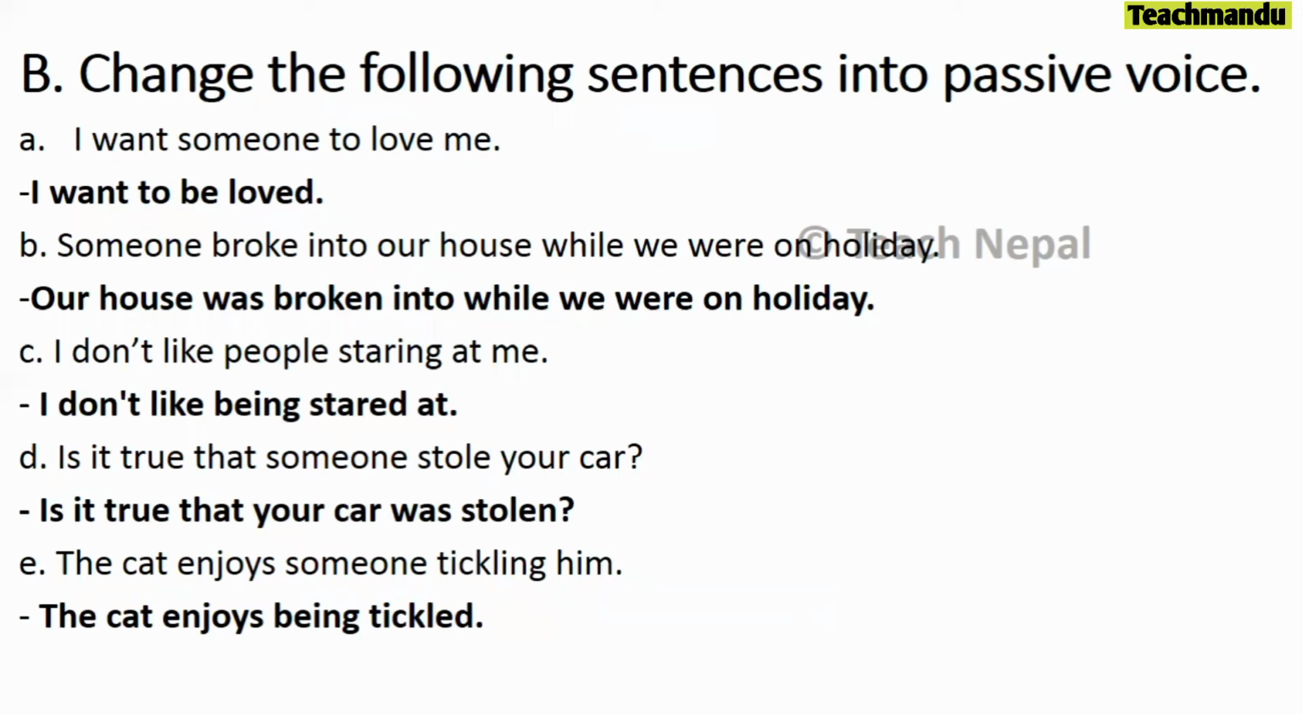Someone broke into our house while we were on holiday. Our house was broken into while we were on holiday. All right. I don't like people staring at me. So if there is a preposition after the verb, the preposition also has to be mentioned in the passive. I don't like being stared at.